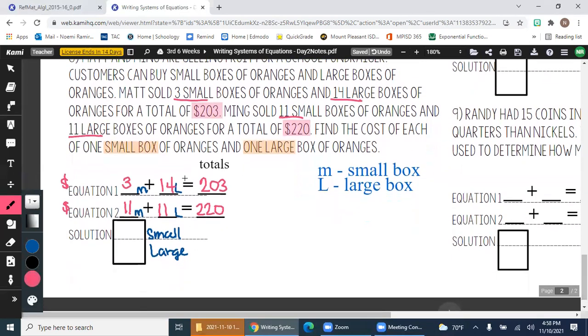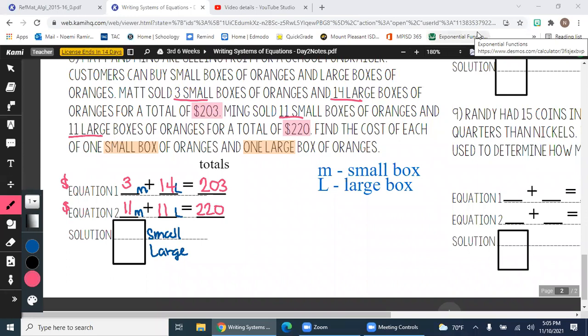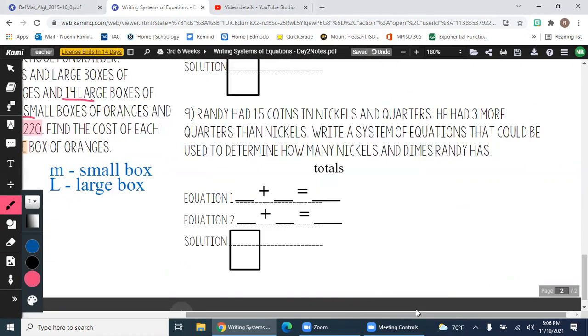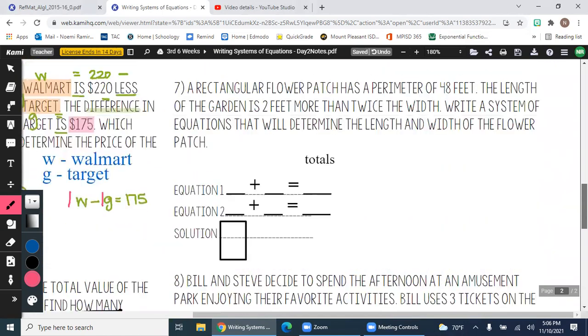Now you type it into matrix, and I don't have my notes with me, so give me 1 second. Okay, so we actually end up with 7 small and 13 large after typing that into matrix. Whoops. 7 small boxes and 13 large. Number 7, moving on. Got everything ready to go.